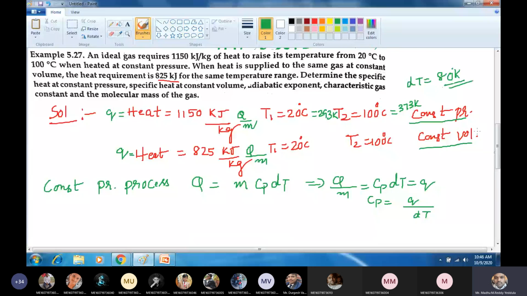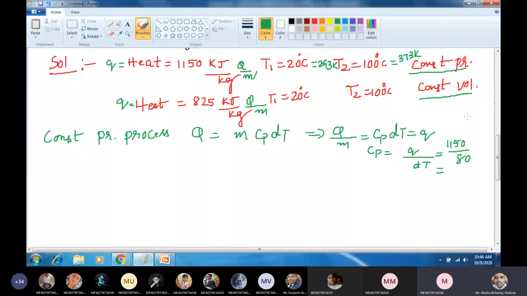So the Cp value, if you substitute, Q is given as 1150 by 80. What is this value? 14.3 kilojoules per kg Kelvin. So this is the Cp value.